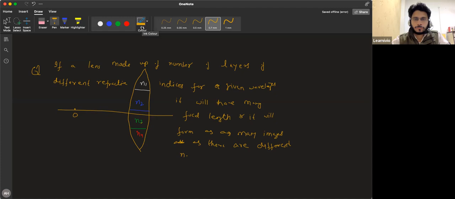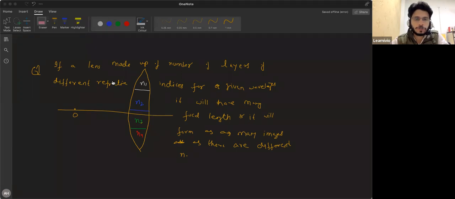It will form as many images as there are different refractive indices. You'll have many focal lengths and it will form as many images as there are different refractive indices. So if you have n refractive indices, you will have n images. So the system is behaving like n lenses.